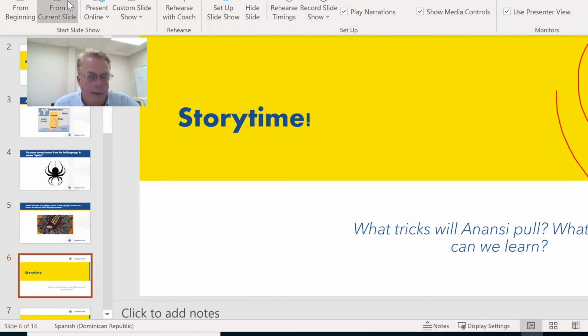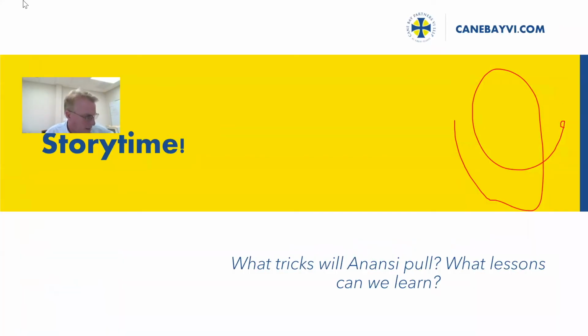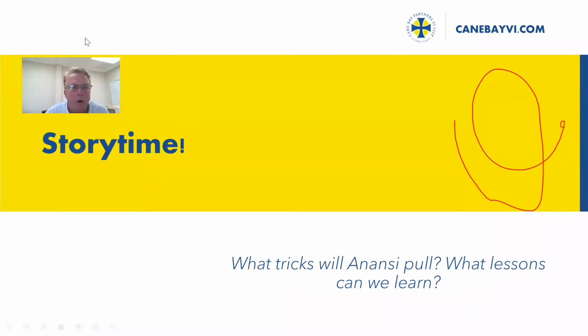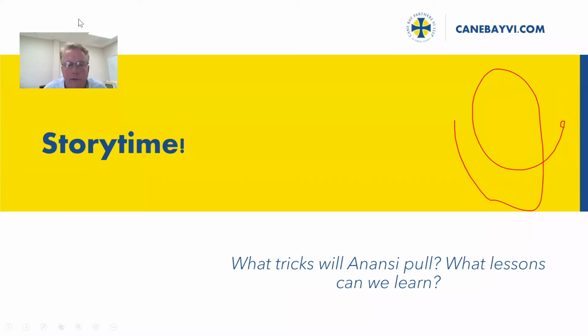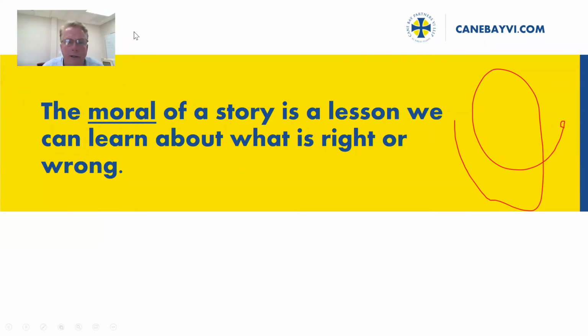So let's figure out what they might have learned. All right. So does anybody know what the moral of a story is? The moral, M-O-R-A-L. There it is right there. And you can read it. The answer is kind of right there on the page. What does it say? What is a moral of a story? What it teaches you. When it's right or wrong. That's right. It teaches you something about being right or wrong.